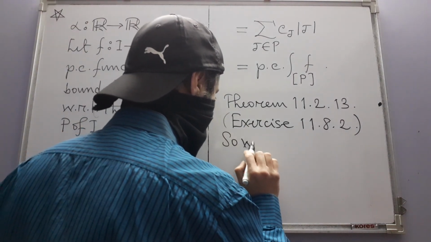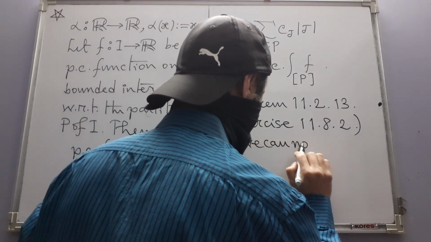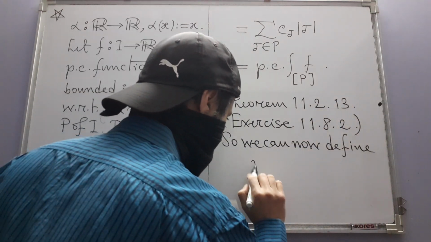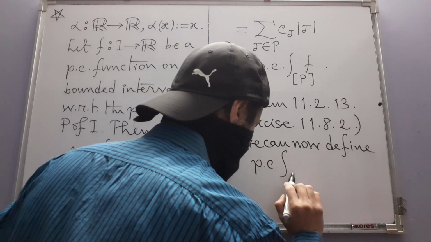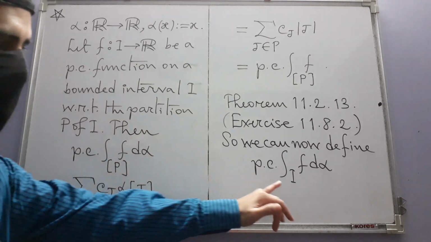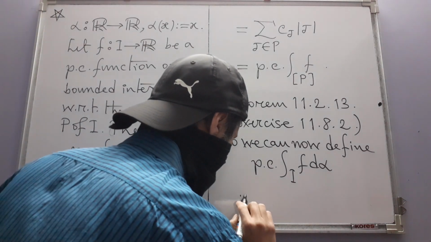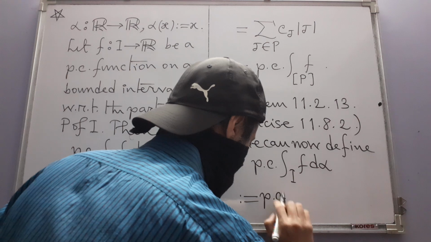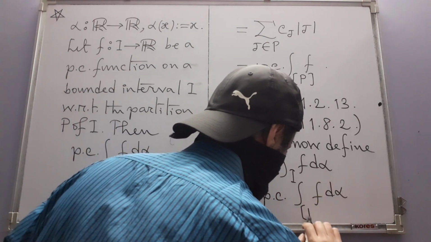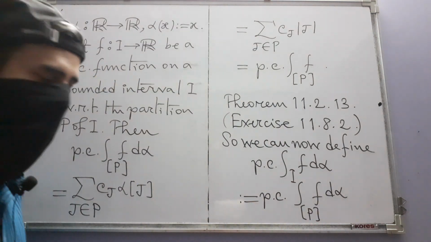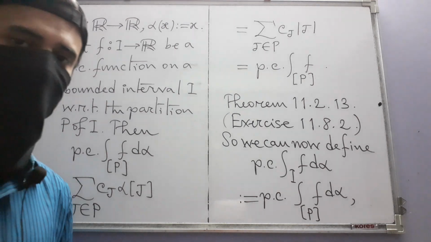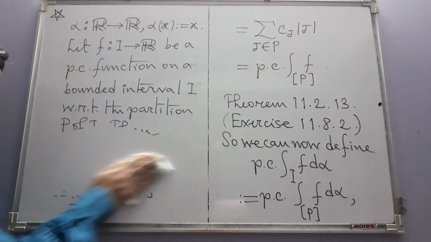So we can now define the PC integral of f with respect to alpha over I as the PC integral of f with respect to alpha for P, where P is some partition of I with respect to which f is piecewise constant.